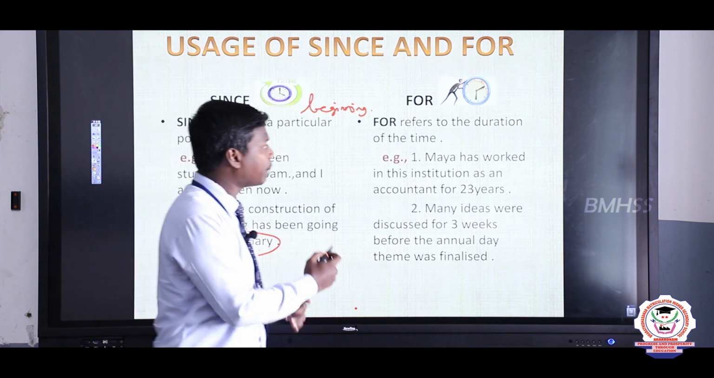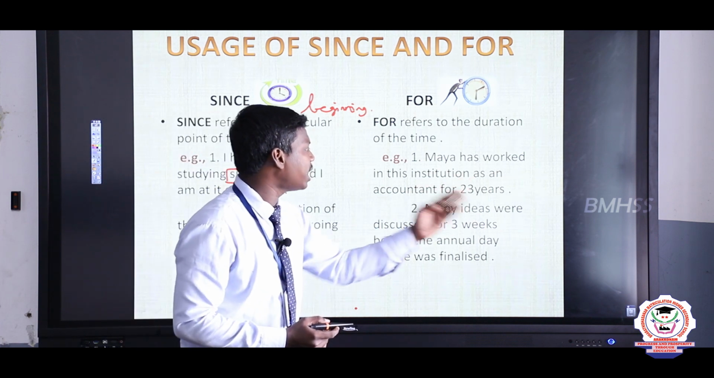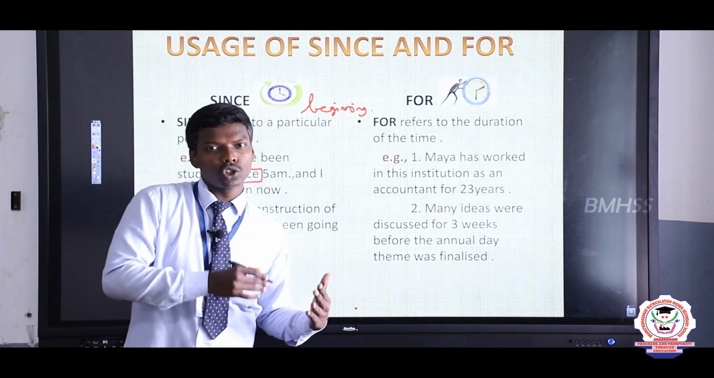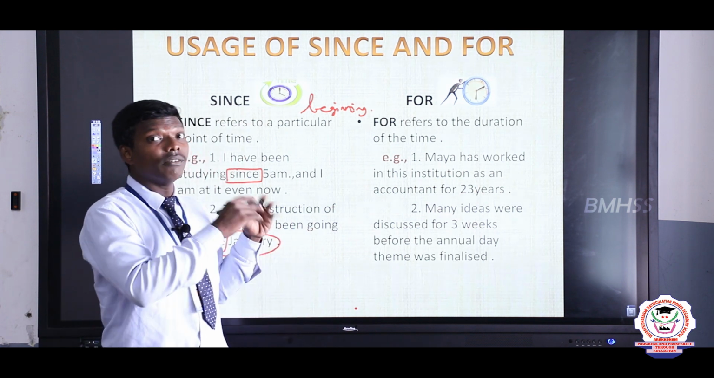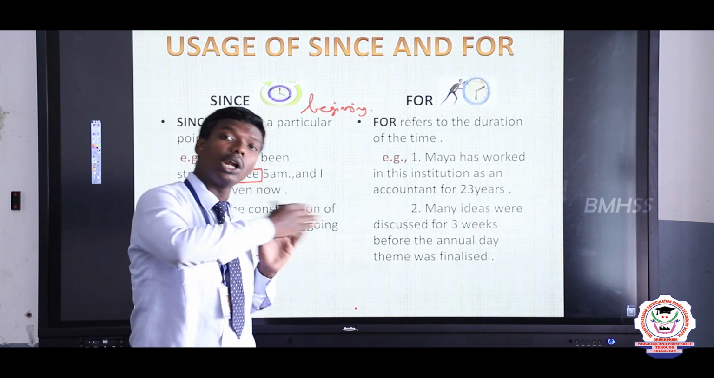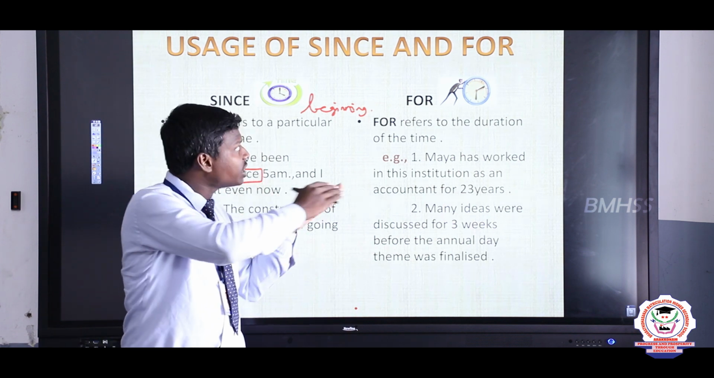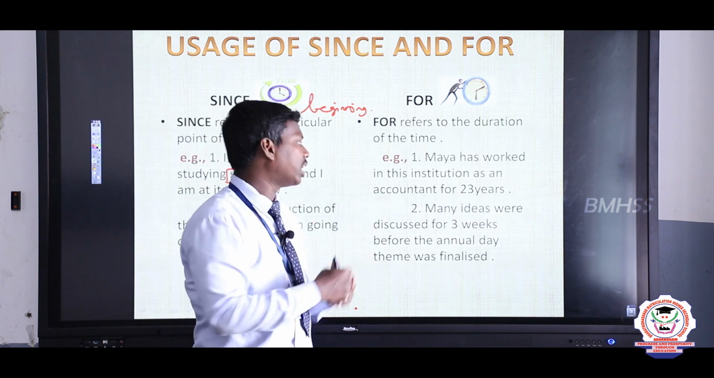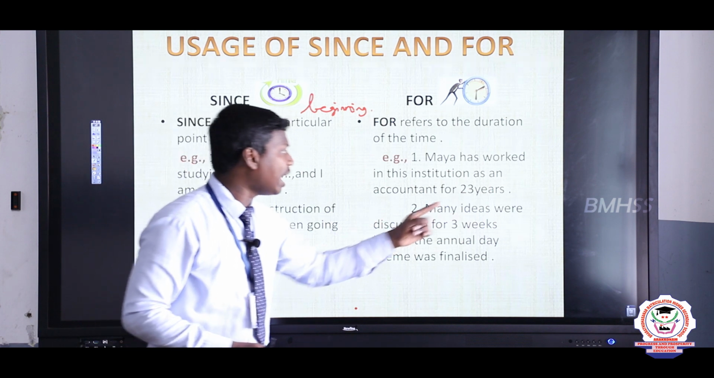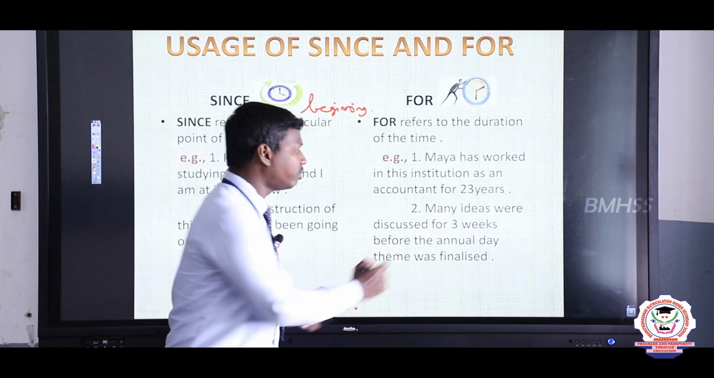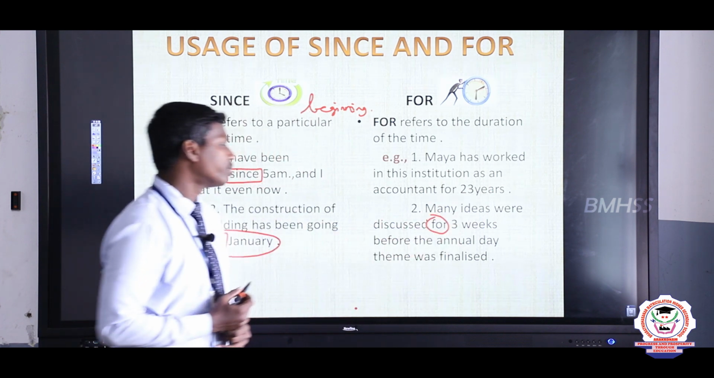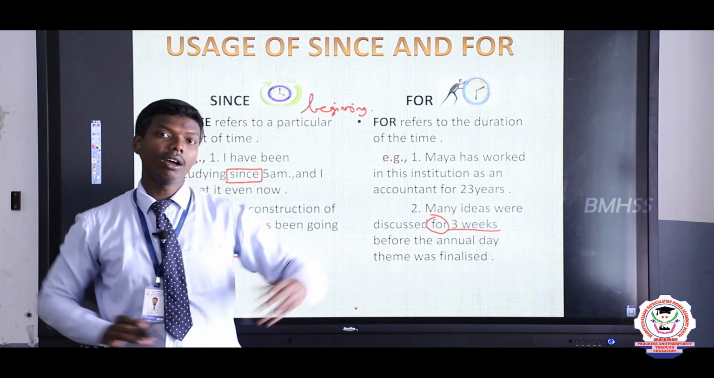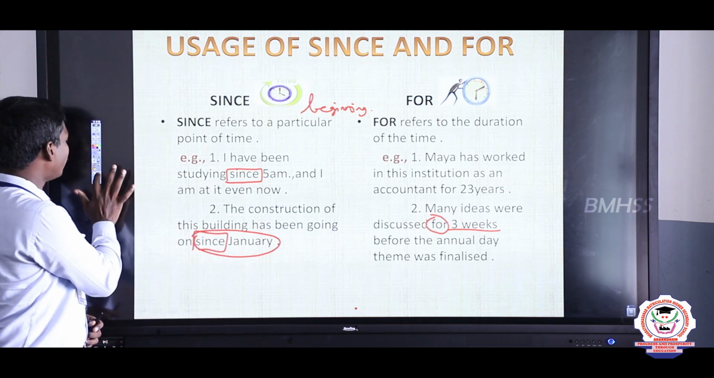Now let's see the usage of for, where for refers to the duration of time, the period of time we say. Example, Maya has worked in this institution as an accountant for 23 years. So when you use for as a preposition here, when you refer to the time, where we talk about the period of time, the longer duration of time, we say that for. So where you talk something about the duration of the time. We have got another example, like many ideas were discussed for 3 weeks before the annual day theme was finalized. For 3 weeks. Here 3 weeks refers to the longest period of time. Students, I hope you have understood this.